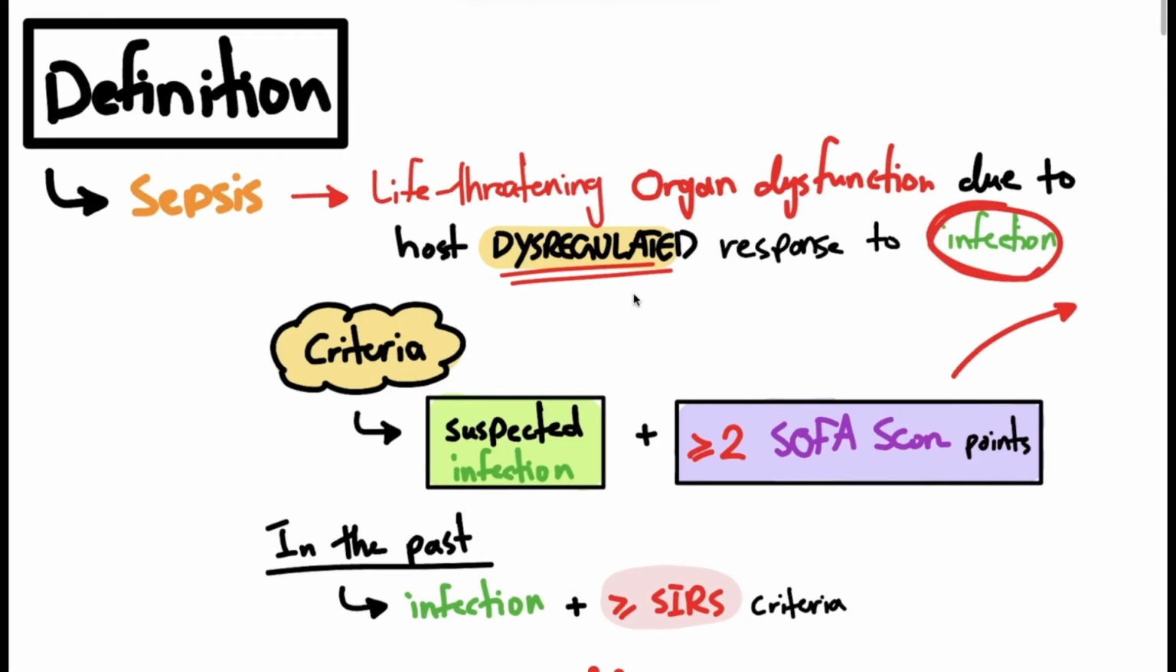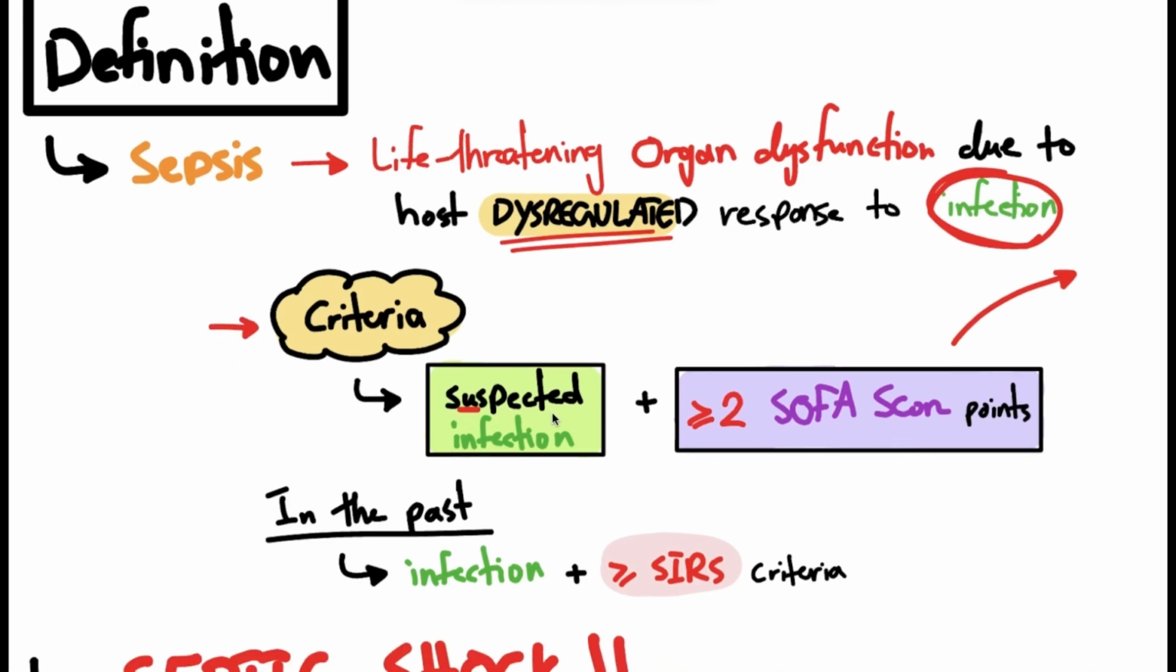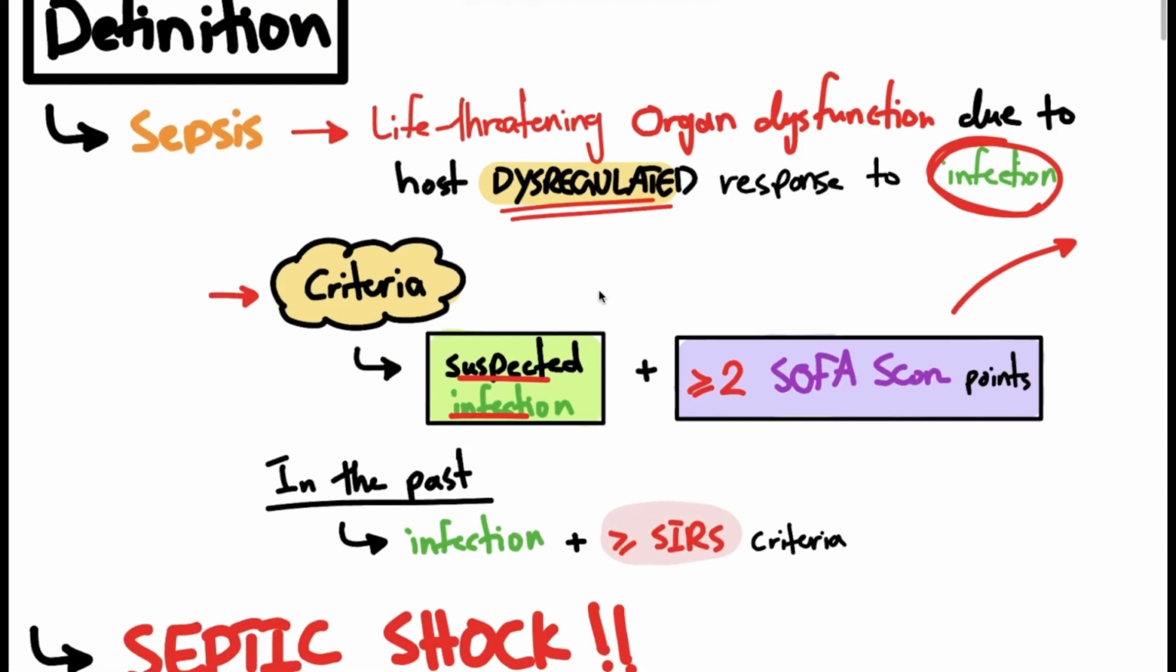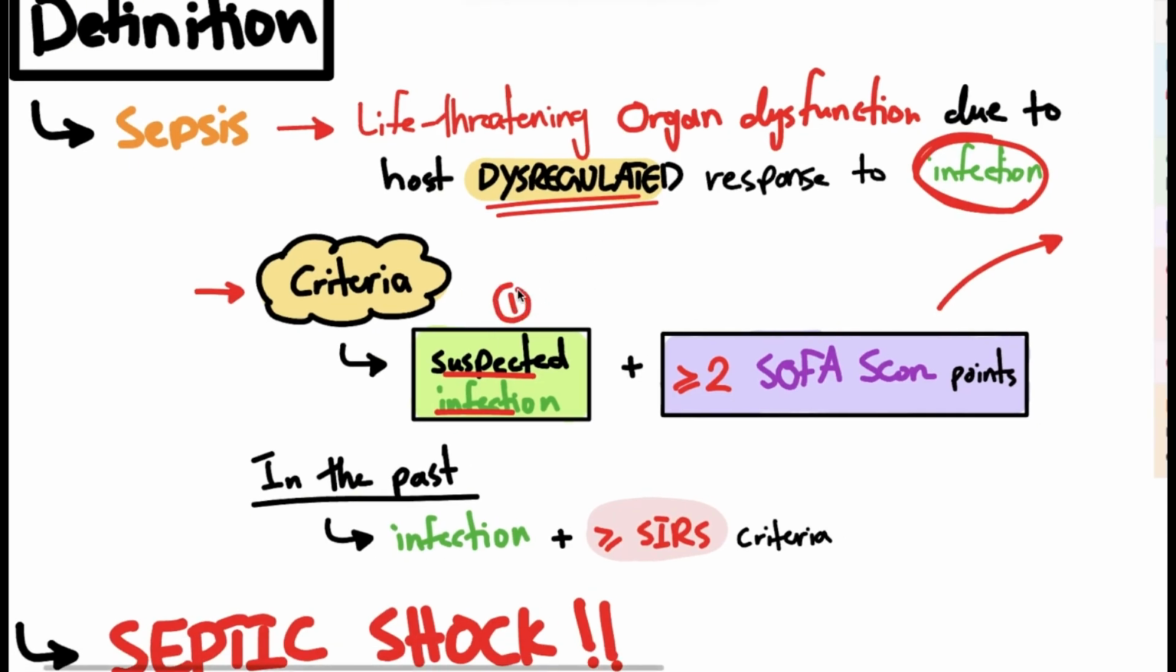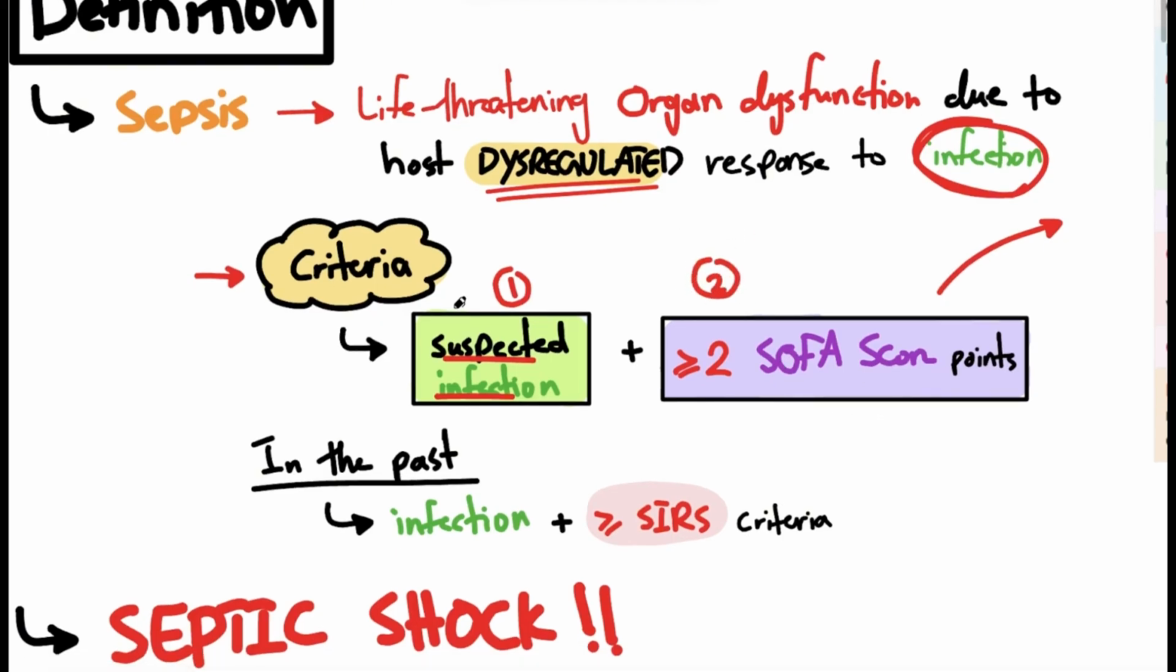Now, when do we tell this patient actually has sepsis? We have specific criteria. We say that there is a suspected infection, it is not necessarily documented. So we have a suspected infection, that's one, plus more than two SOFA scores, and we will talk about the SOFA score shortly. Now, you have to keep in mind that in the past, according to the old criteria, they used to say that there is an infection that is a documented infection plus two or more SIRS criteria.